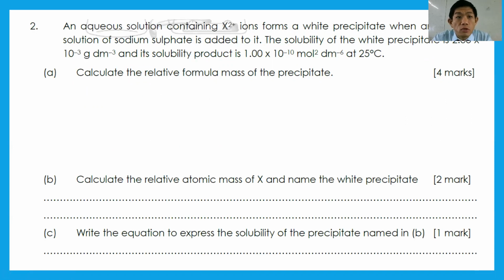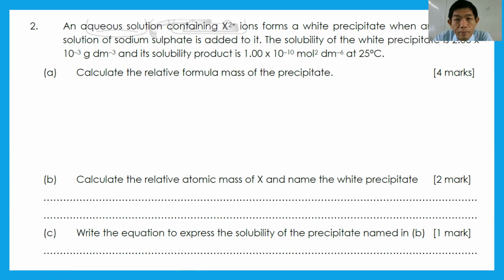Then we go to question number 2. An aqueous solution containing X2+ forms a white precipitate when an aqueous solution of sodium sulfate is added to it. So the solubility of the white precipitate is 2.33 times 10 power negative 3 gram per decimeter cube, and the solubility product is 1.00 times 10 power negative 10 mol² dm^-6. So in here, if you notice carefully, all of them are in 3 significant figures. So you have to be careful with the answer given later.